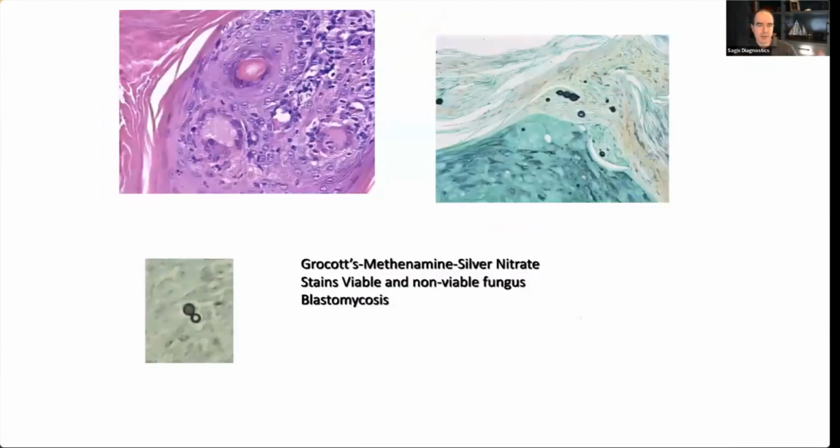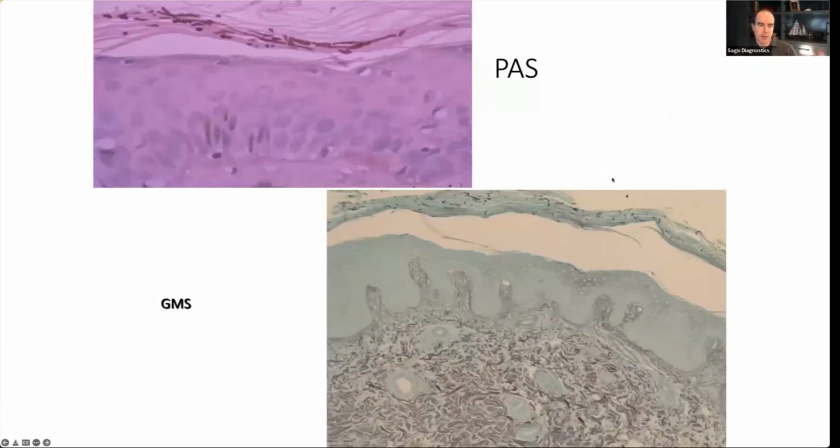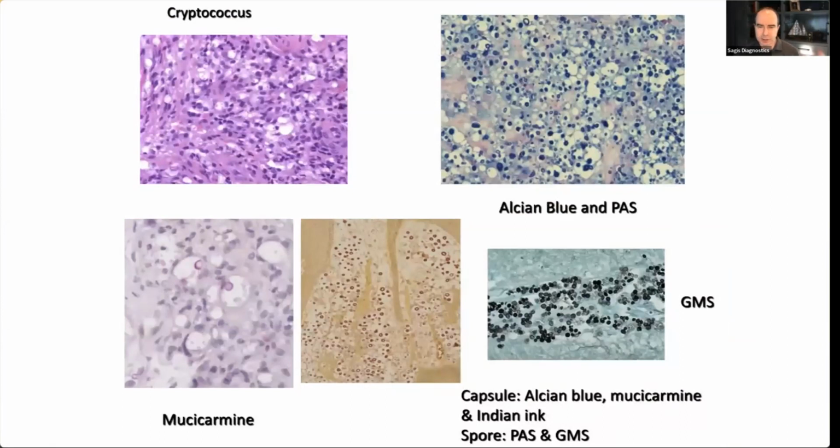A GMS stain, very common, stains the wall of fungi black. So here it is, and this is blastomycosis, the budding yeast right there. So here's the difference: PAS red, GMS black. See that? And here's just some other examples.